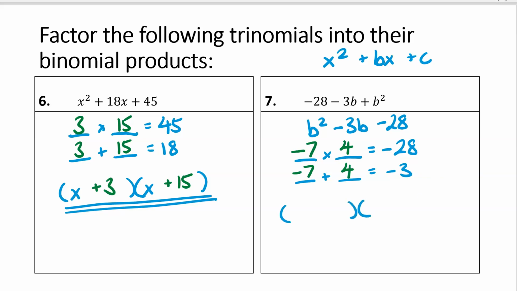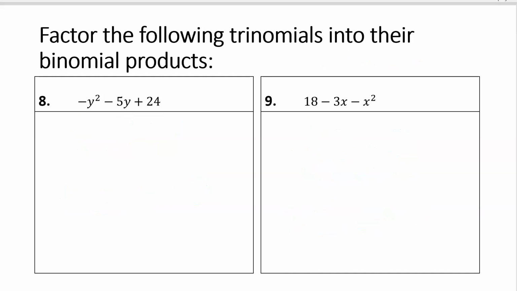So we have our two sets of brackets, x in front of each of them, and our selected numbers fill out those brackets. x minus 7 times x plus 4. Okay, next question, next example.